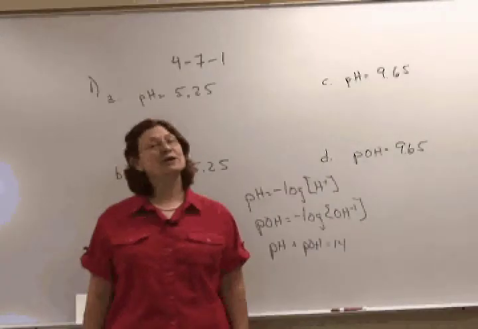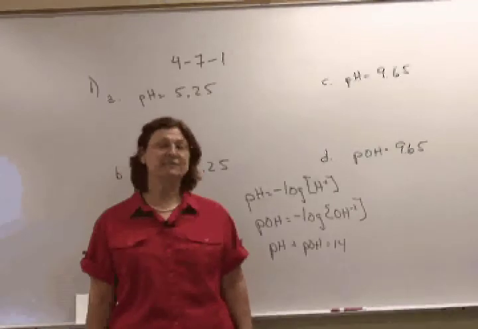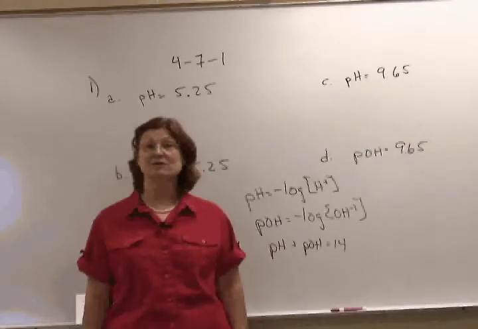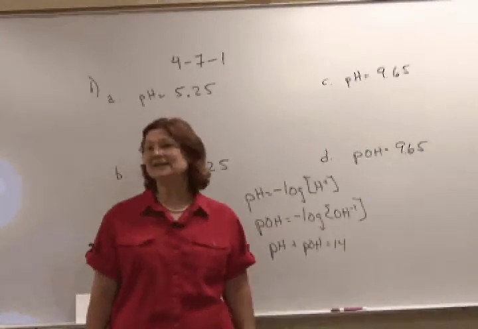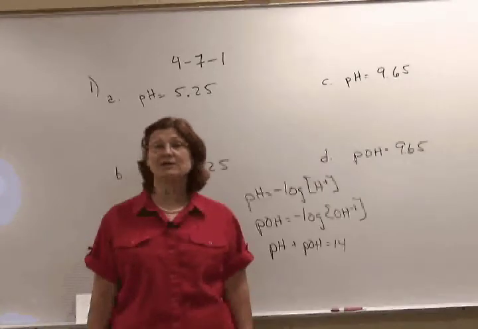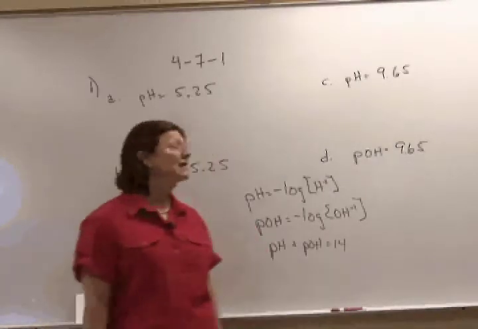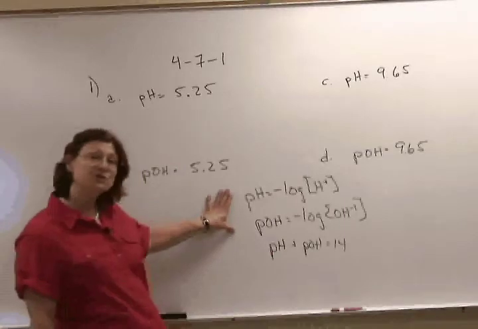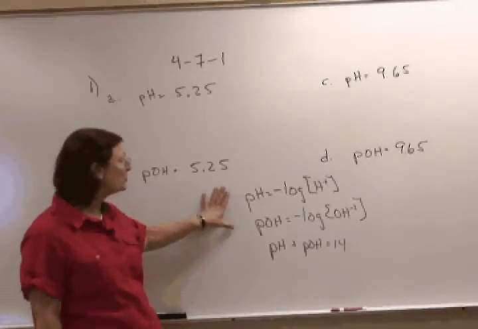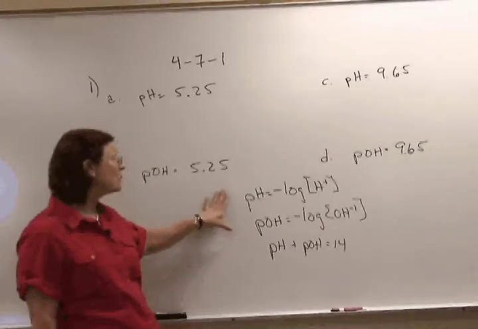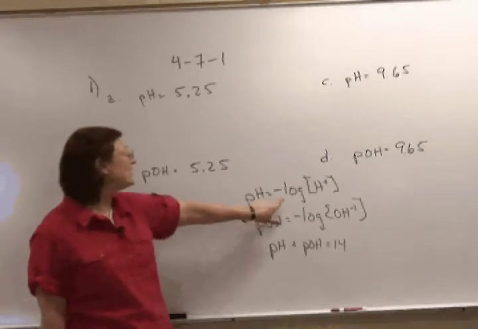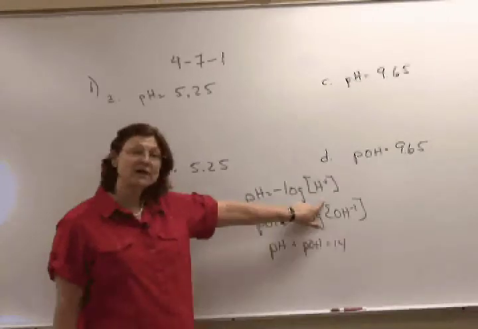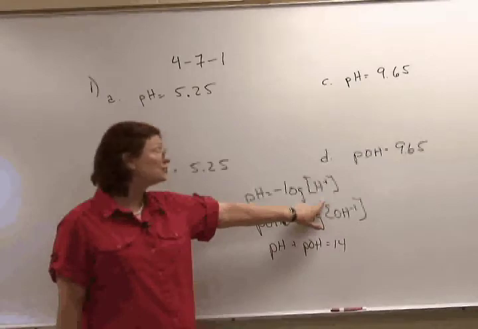In number 1, we are determining the hydrogen or hydronium ion concentration. Specifically, it is asking for the hydronium ion. However, the hydrogen ion would be the same. We are using these 2 equations, and it's very important to understand them. pH is equal to the negative log of the hydrogen ion or hydronium ion concentration.